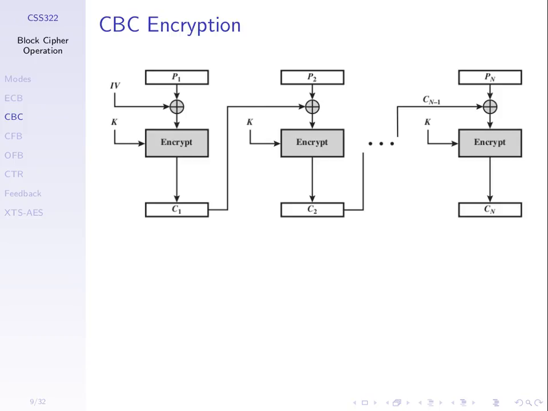CBC is slightly slow because we have to wait for the C1 to compute, right, and then we feed back into the C2 for the P2. We need to wait. So the iteration 2, we must wait for iteration 1 to complete to do that. Can we do better?